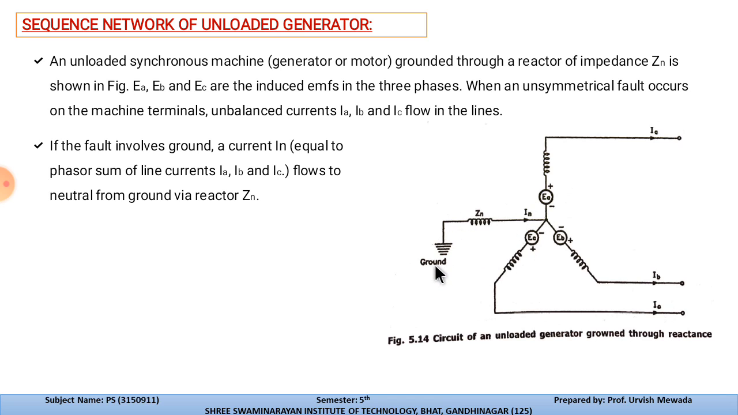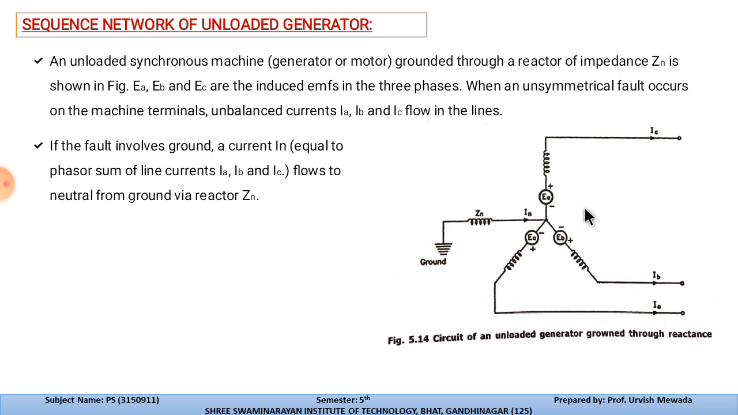So this is the potential ground at which we have the potential is zero. So let us discuss how the sequence network of an unloaded generator can be determined. Say an unloaded synchronous machine, generator or motor, which is grounded through a reactance of impedance Zn. It is shown in this diagram.